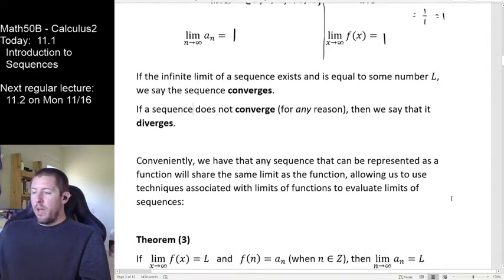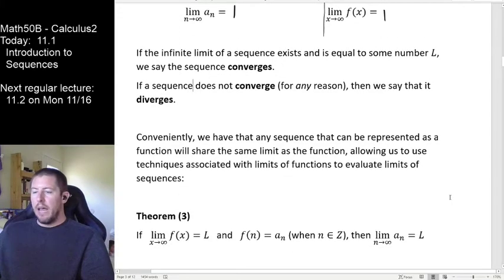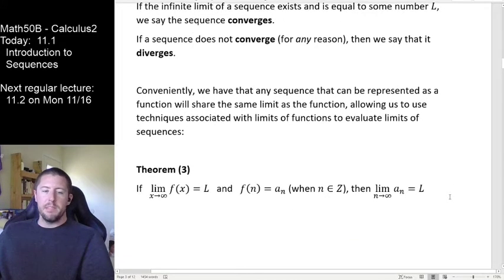So conveniently, any sequence that can be represented as a function will share the same limit as the function, allowing us to use techniques associated with limits of functions to evaluate limits of sequences, right? So limits of functions, that was Calc 1. Limits of sequences, we're going to ultimately say is basically the same thing as long as we can make this relation.